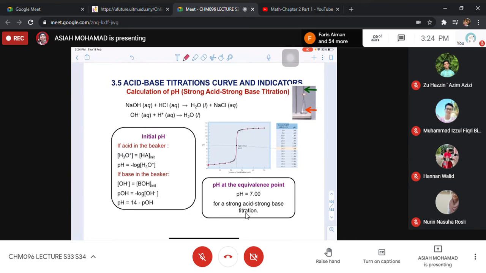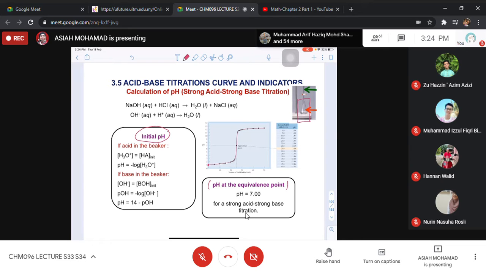Alright, and then the calculation of pH. In order for you to calculate the pH, usually there are 2 points in the reaction where we want to determine the pH. The first one is the initial pH and the second one is pH at equivalent point. For initial pH, you just have to determine what is the type of either acid or base present in the flask.